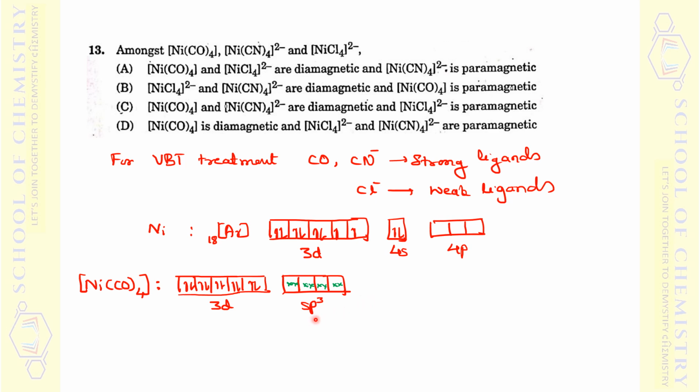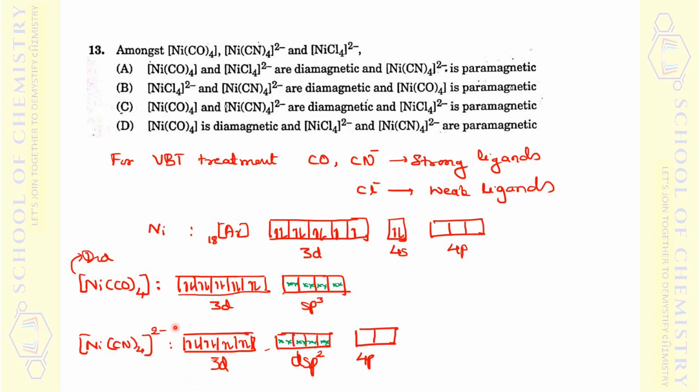Now the point here is that it is sp3 hybridization, and because it is sp3 hybridization it should be tetrahedral in shape. They have not asked it, but the Ni(CO)4 molecule is tetrahedral in shape. Mainly we are interested in the magnetic property. As we can see, all the electrons are paired, so therefore Ni(CO)4 should be a diamagnetic species. Now moving on to the next one, [Ni(CN)4]2-.